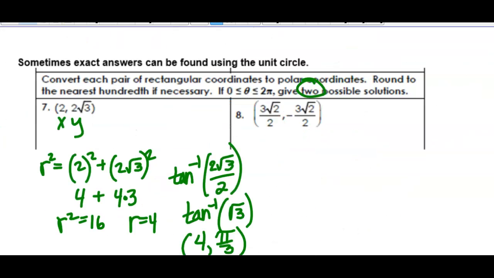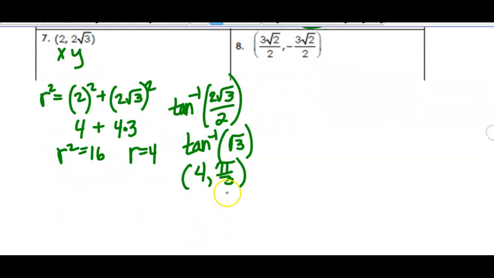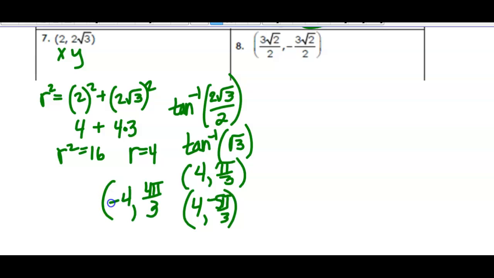So we could say, I'm going to go negative 5 pi over 3 and out 4. Or you could say you're going to go 4 pi over 3, but you're going to back up 4. So those are some options. This is a 45. You see those square root of 2 over 2's? Okay.